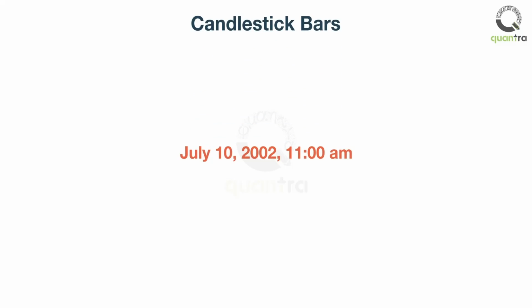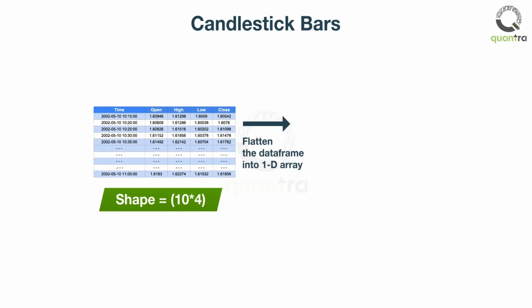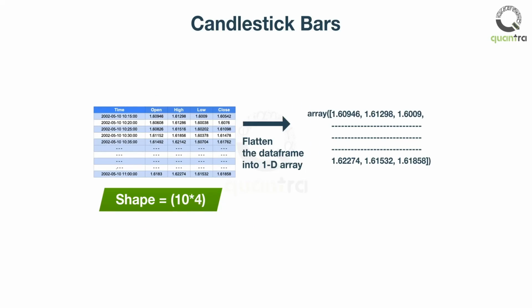Let's say we are on July 10, 2002 11 a.m., and we are required to construct the state. We take the 5 minutes candle data. Extract the last 10 candle bars before 11 a.m. In the code, this is done using the getEndTimeBars method. Next, we flatten this data frame into an array as the neural network works well with a vector as input. This can be done using the flatten method of the NumPy library. The flattened array has 40 values for open, high, low, and close for the last 10 candles.